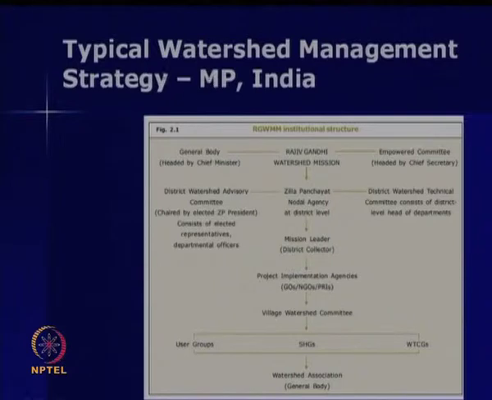Now say for example, consider a typical watershed management strategy under the umbrella of the Rajiv Gandhi Watershed Mission, where the government of India has implemented many schemes in various states. Say for example, in Madhya Pradesh, this is a mission under the nodal agency at district level, where the mission leader will be the district collector, and then various inputs from district watershed technical committees and district watershed advisory committees are considered. Then the project implementation will be by government agencies or non-government agencies, and the implementation can be through village watershed committees like user groups, water related user groups, and land related user groups, so that there will be a watershed association who controls overall project implementation. That way we can develop and then implement the watershed strategies.